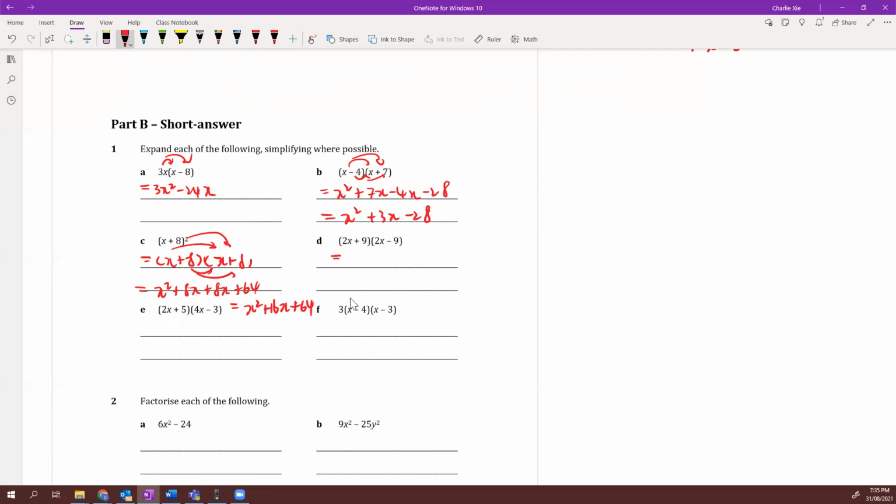All right, next one. This is the difference of squares. a plus b times a minus b equals a squared minus b squared. All right. So here, your a is 2x and your b is 9. So that's (2x) squared minus 9 squared. So that's 4x squared minus 81.